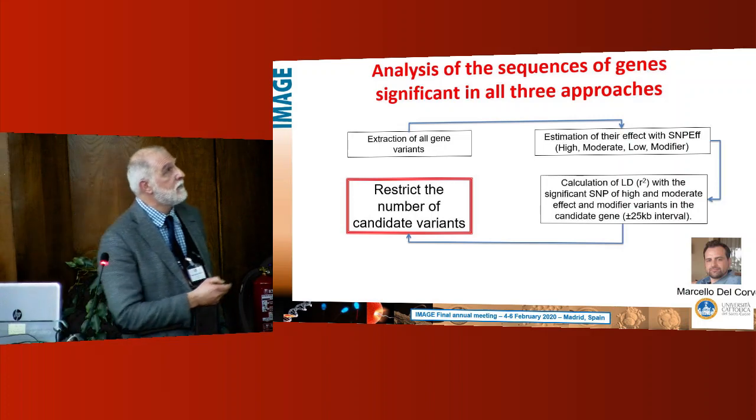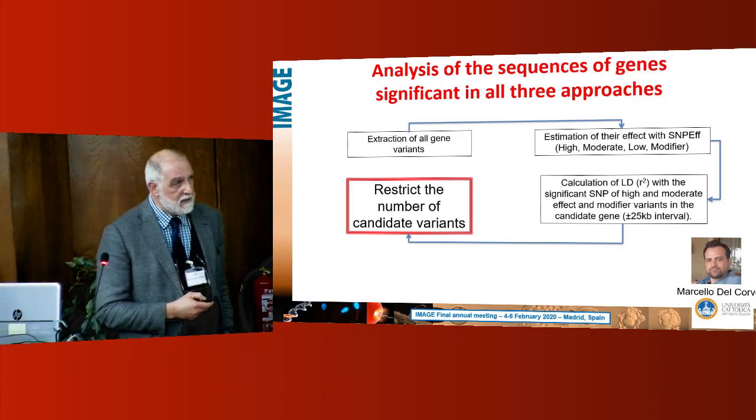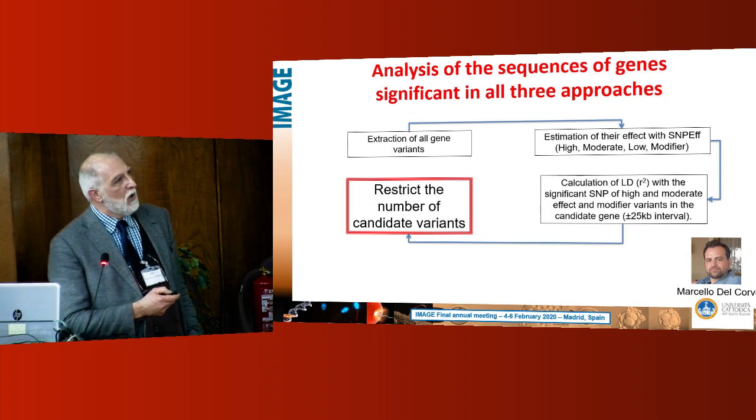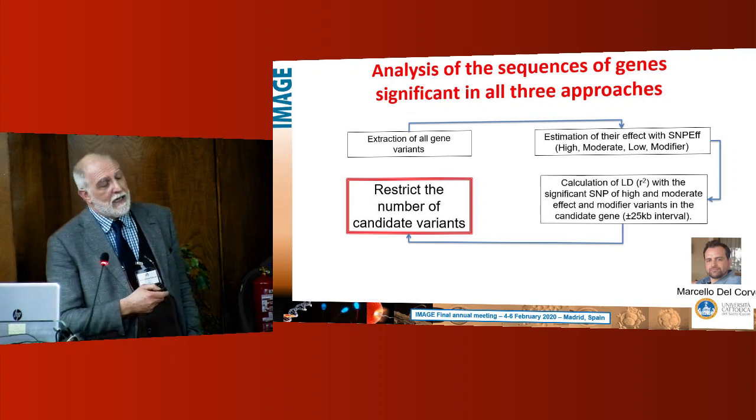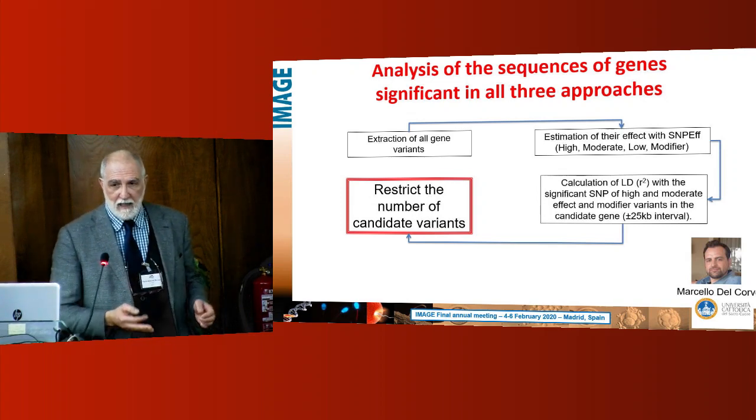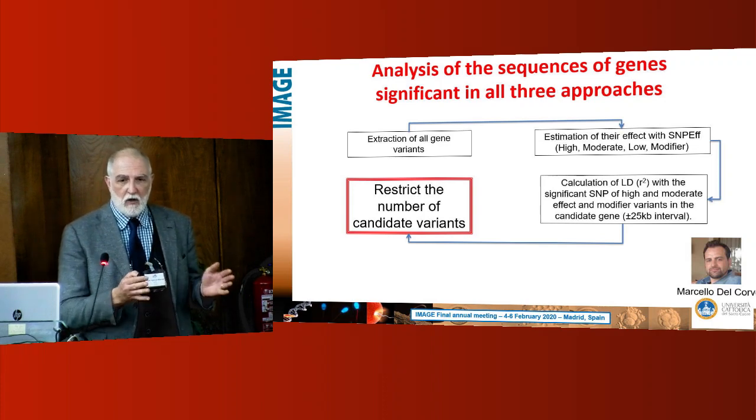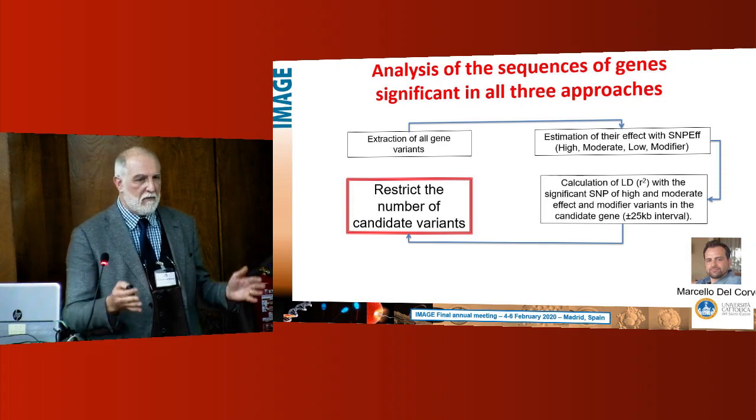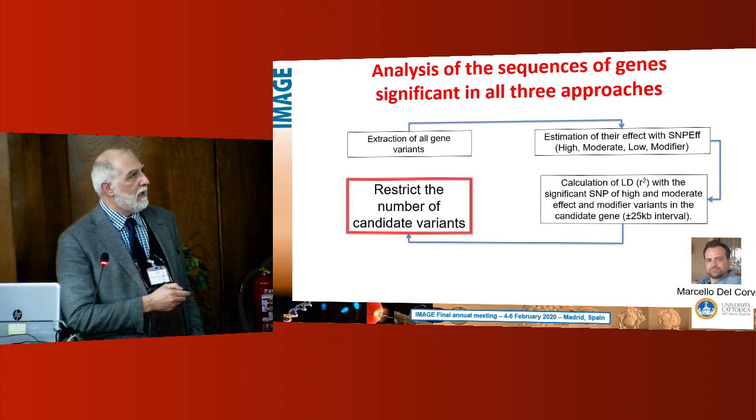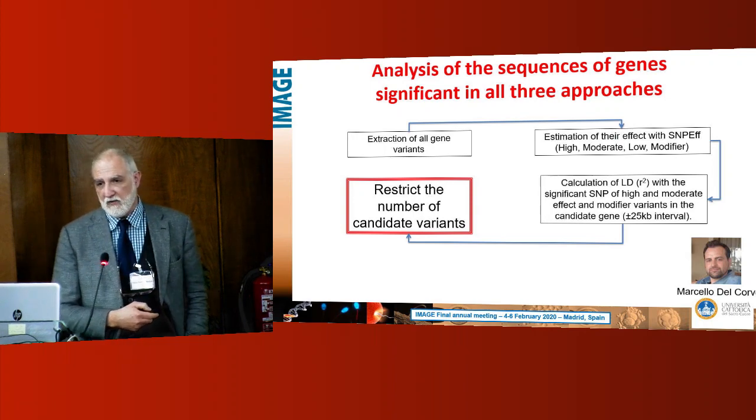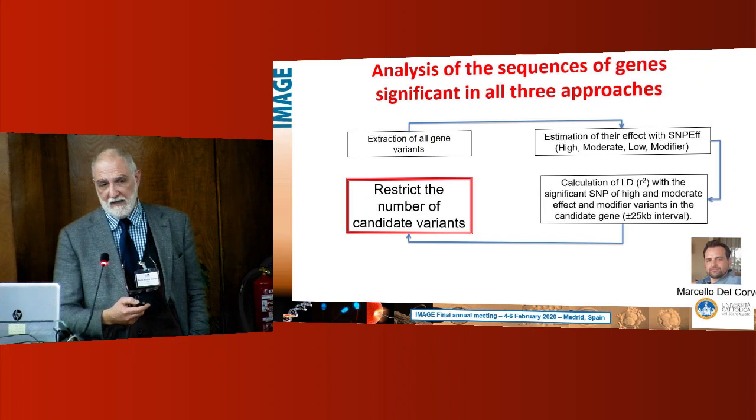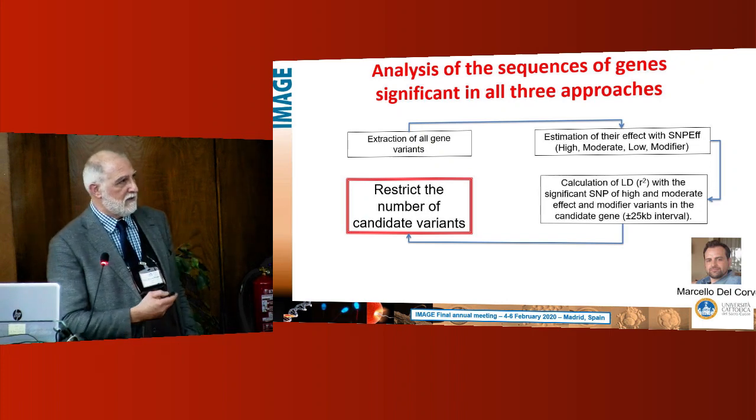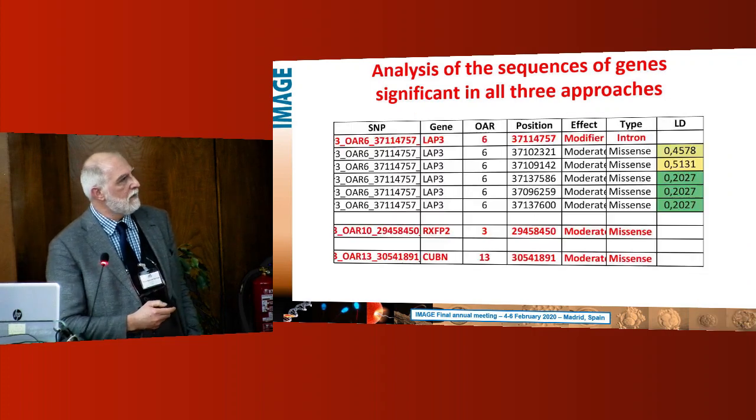So what's next? Having these genes and also the other genes, we analyzed, using the sequences, the effect of the different variants that were within the genes and in nearby regions. And then we calculated the LD between the marker that we found associated and these variants, after classification of high effect and moderate effect variants using SNPeff.